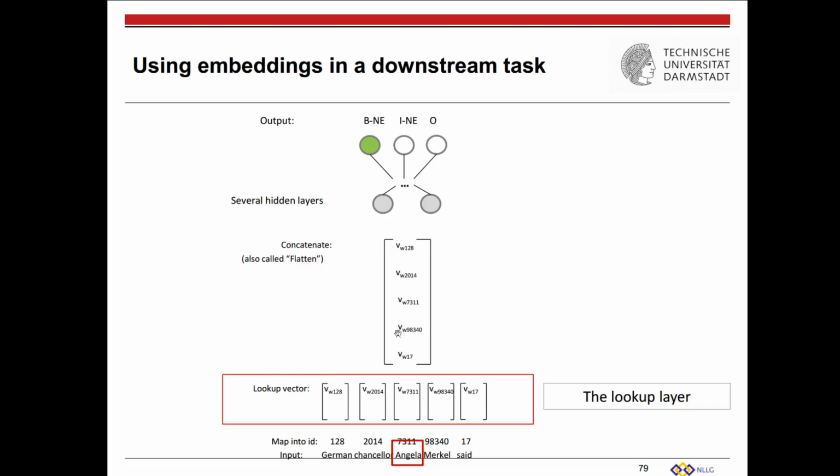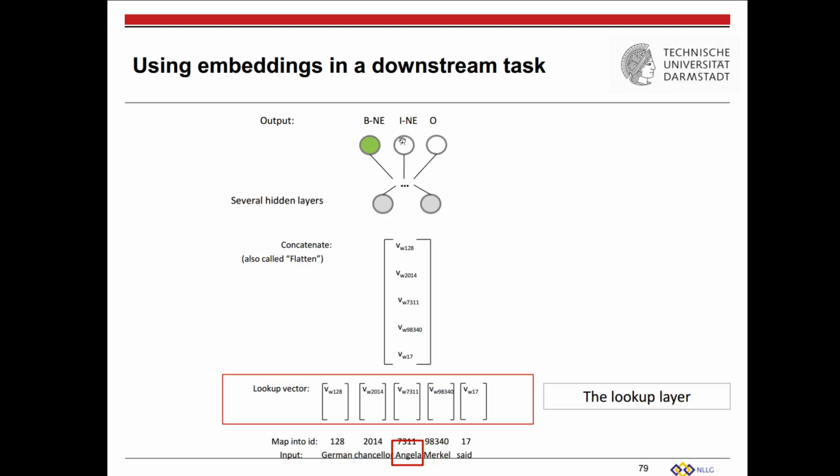Then maybe we concatenate all the words. So that's one possibility, you could concatenate some local context if you want. And this is then your input to the network. Then comes our hidden layer. You do a classification. So this is how you would use embeddings in a downstream task.